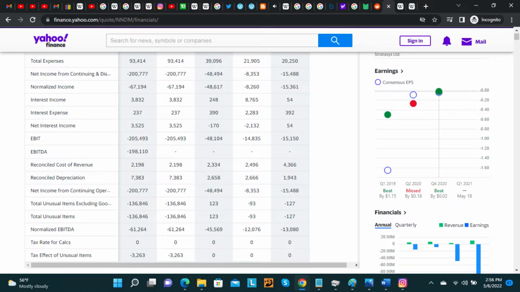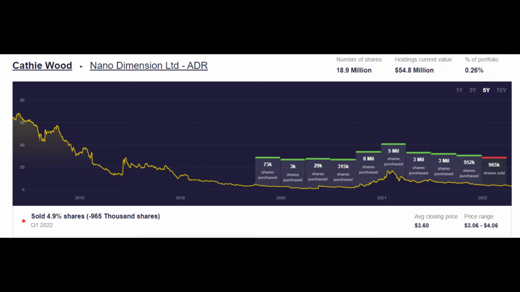And by the way, if these shares are undervalued at this point, then why is ARK Invest and Cathie Wood selling rather than buying at this point? Or for that matter, why isn't anyone else buying? Why aren't executives buying at these prices?